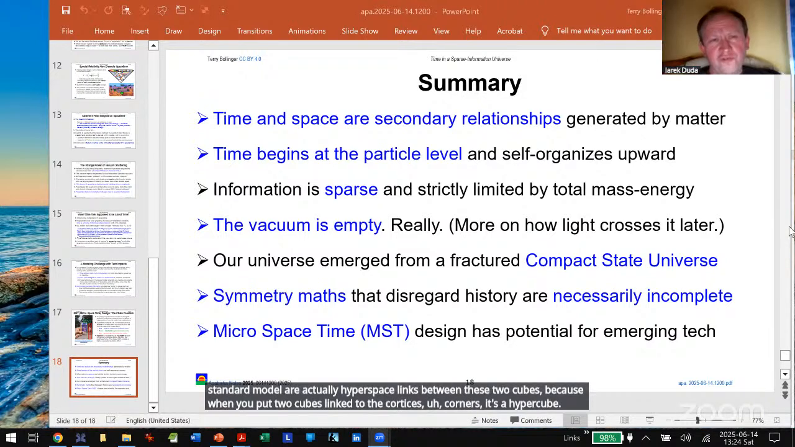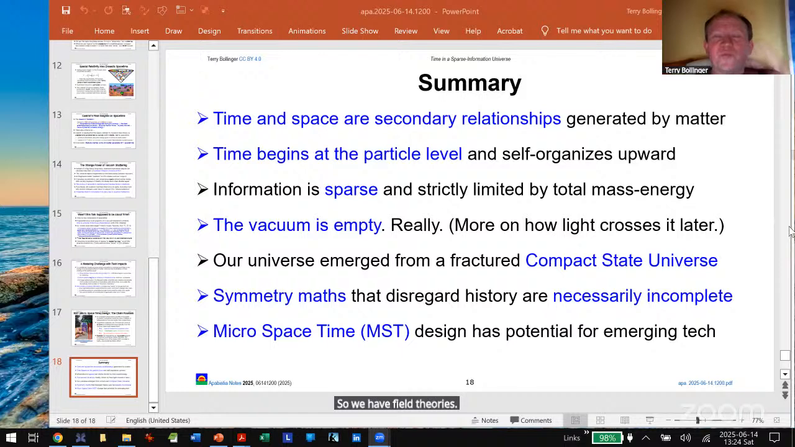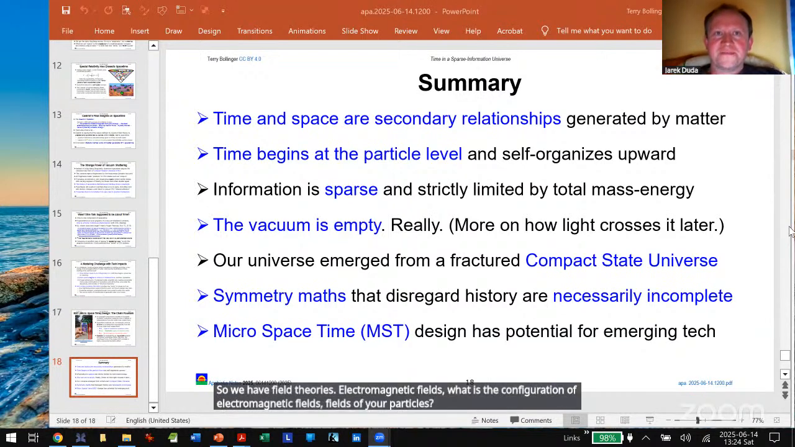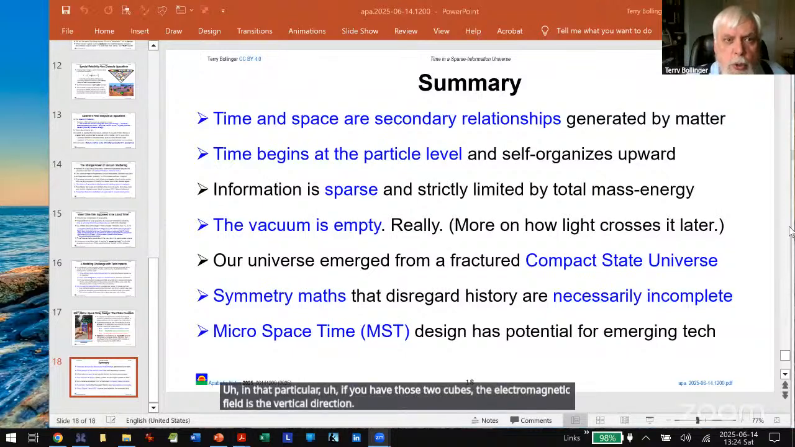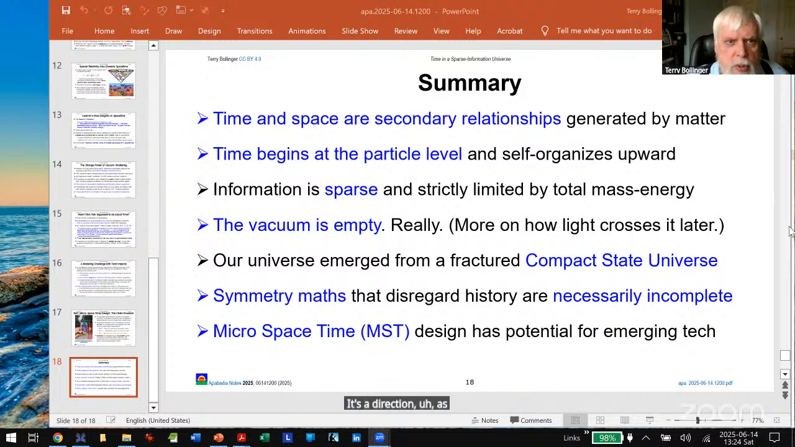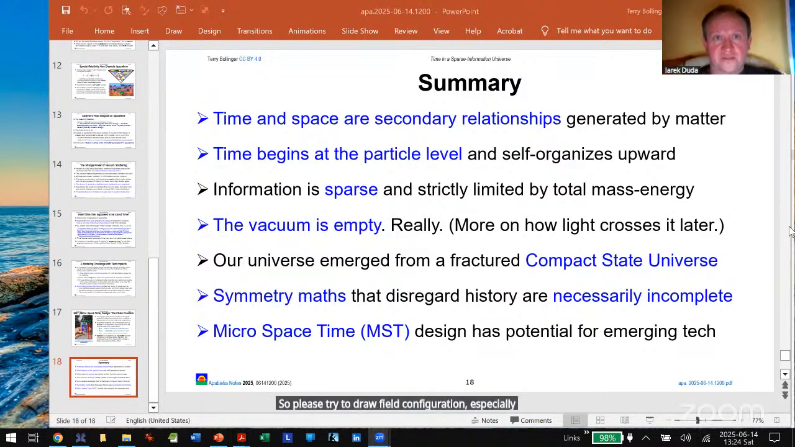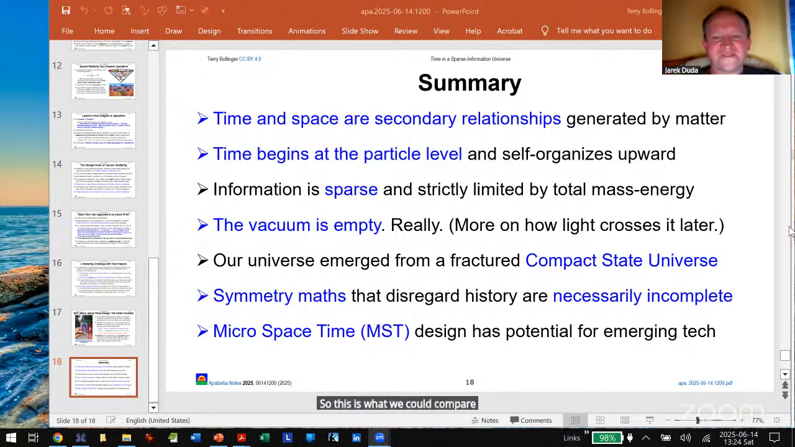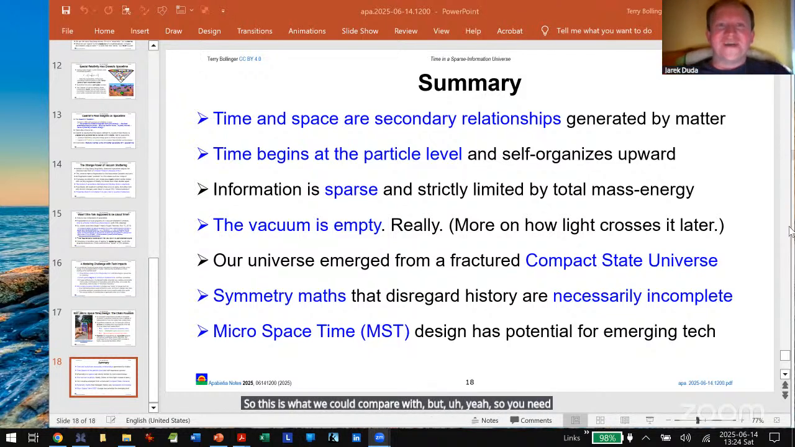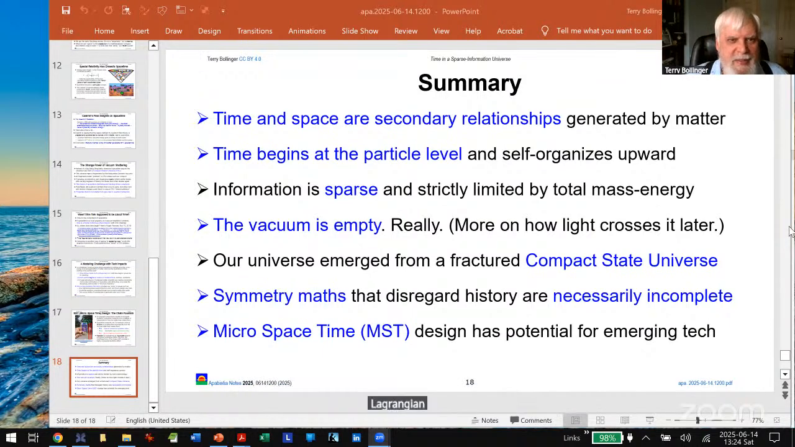So we have all field theories, all the fermions, electromagnetic fields. What is the configuration of electromagnetic fields of your particles? In that particular case, if you have those two cubes, the electromagnetic field is the vertical direction. Please try to draw field configuration, especially electromagnetic, of your particles. So this is what we could compare with. So you need more mathematics, Lagrangian field configuration, and yeah, sure, discuss.